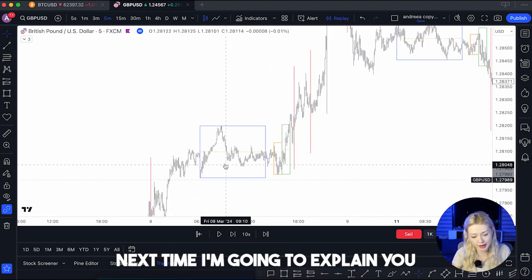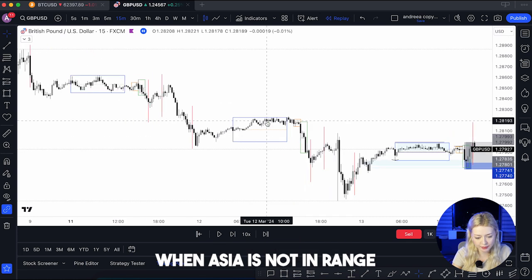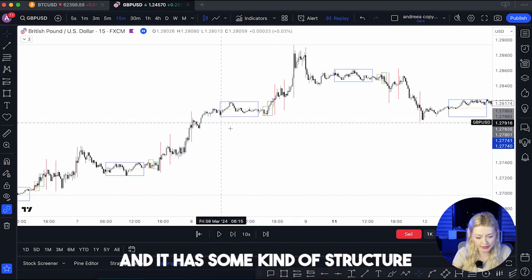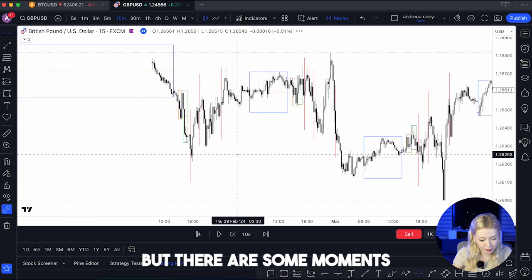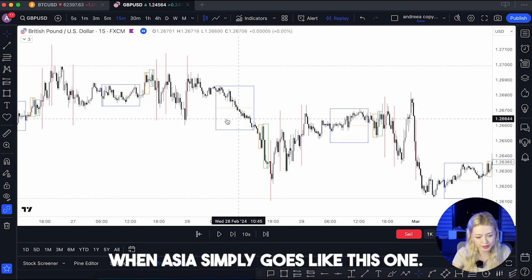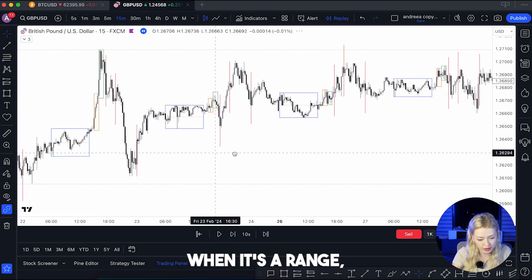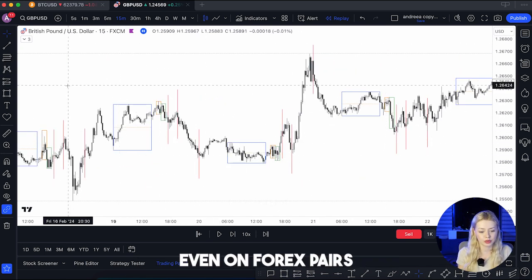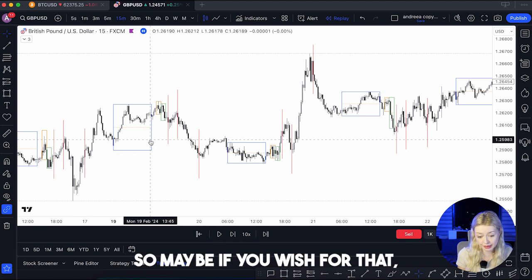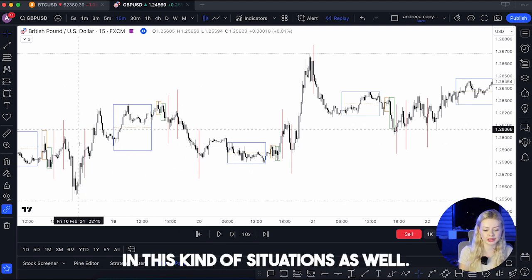And maybe next time I'm going to explain you what I look for when Asia is not in a range and it has some kind of structure like this one. Like this is a range, but there are some moments when Asia simply goes like this one. See, there are multiple moments when it's a range, but there are simply moments when Asia goes crazy even on Forex pairs. So maybe if you wish for that, I will explain you what I do in this kind of situations as well.